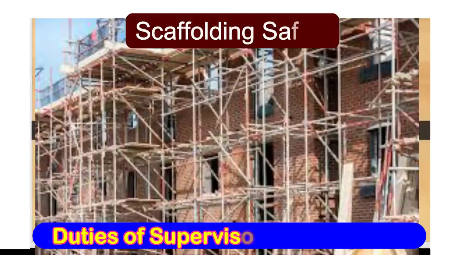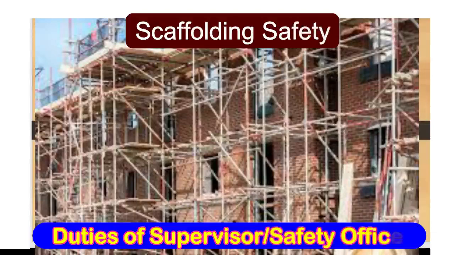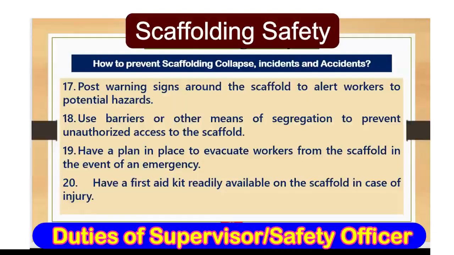Number 19, have a plan in place to evacuate workers from the scaffold in the event of an emergency situation. And number 20, have a first aid kit readily available with qualified, certified, competent first aiders in case there is an incident and there are injuries due to scaffold collapse or scaffold failure.